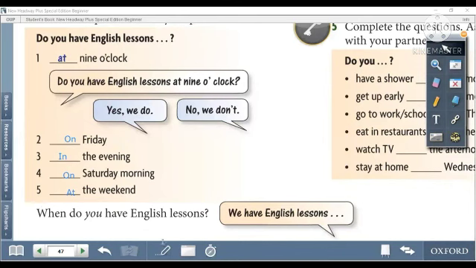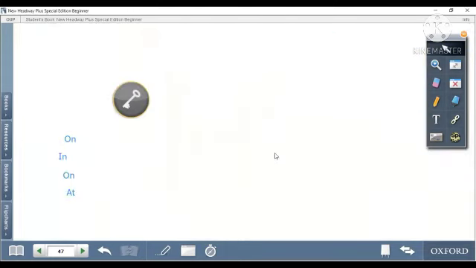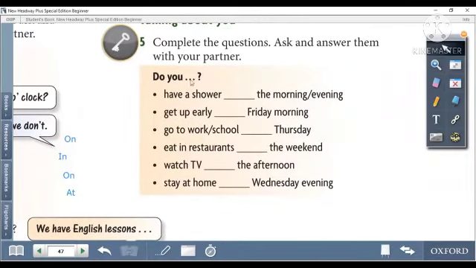When do you have English classes, or when do you have English lessons? We have English lessons. If you choose a day, you say on Fridays. If you choose a period of time, we say in the evening for example, or in the morning. In the morning only. Okay. Talking about you. Do you have a shower in the morning or do you have a shower in the evening? What preposition do I choose here?